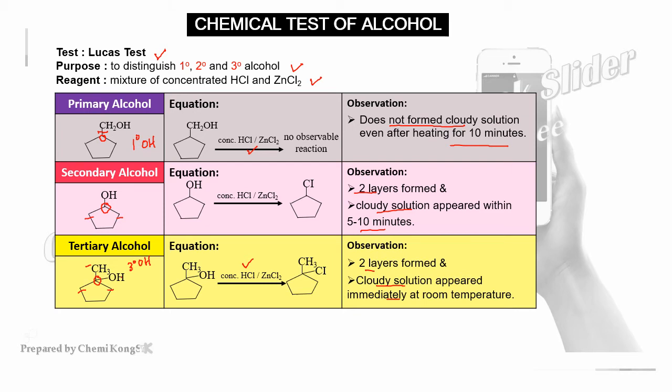Okay, so let's make it simple. This one, primary alcohol, no cloudy solution is formed. Secondary alcohol will form cloudy solution within 5 minutes, or 5 to 10 minutes is acceptable. And then tertiary alcohol will form cloudy solution immediately. The keyword is immediately. Okay, take note. Tertiary alcohol, when reacting with Lucas reagent, the cloudy solution will form immediately. So the observation for this Lucas test is cloudy solution, and then the timing of the cloudy solution to form.